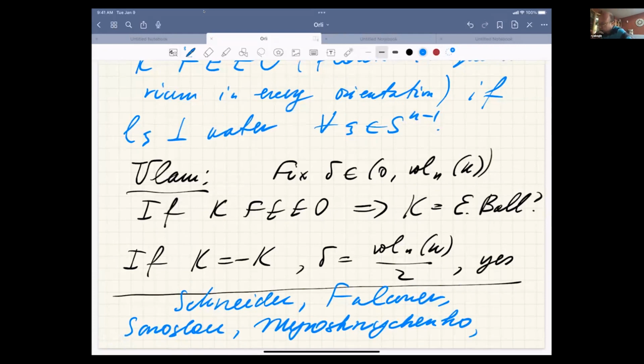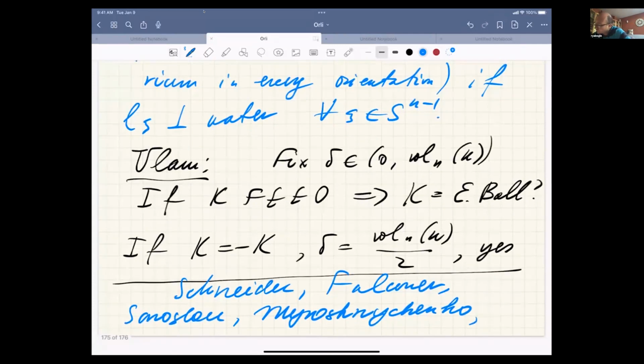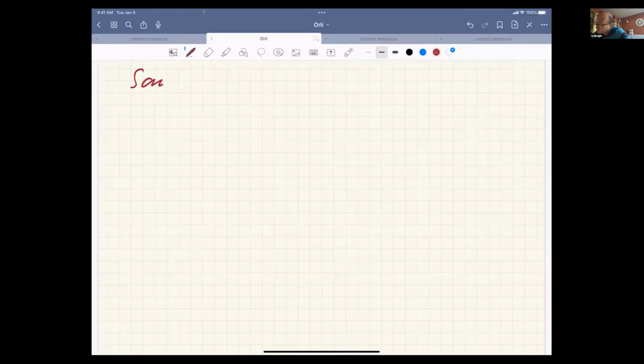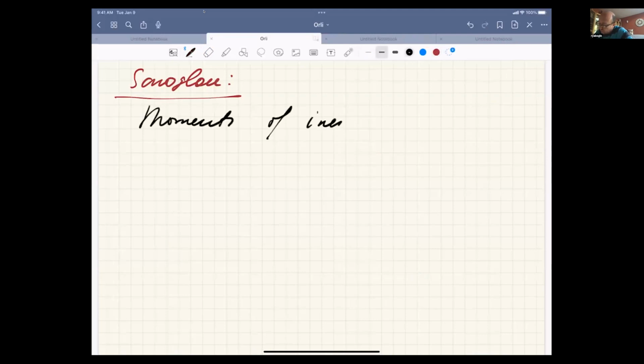So what I want to do is reduce the previous question about symmetries of the cube of the sections to this one. Let me show you. The idea belongs to Christa Saraglu. He says just let's look at the moments of sections, so moments of inertia of sections.